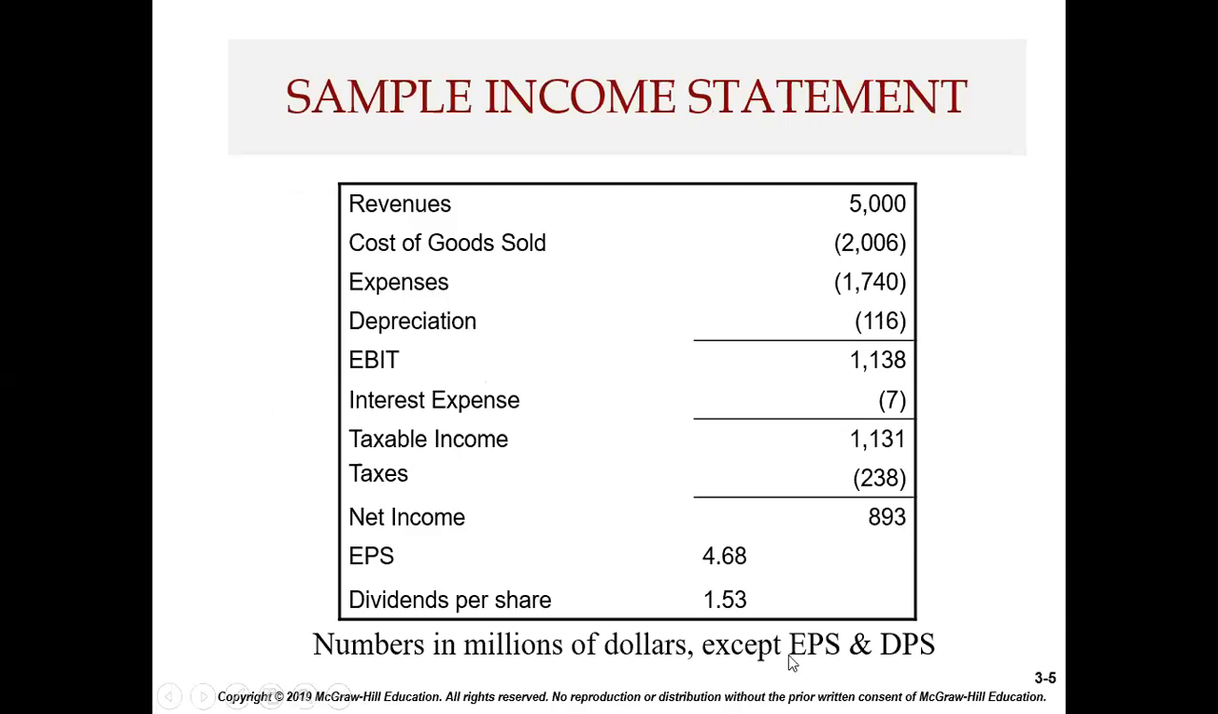Here's an income statement. Again, we're reporting revenue, subtracting cost of goods sold, expenses, depreciation to get our earnings before interest and taxes. Then we subtract our interest expense to get taxable income, compute our taxes, subtract those to get net income. Remember, our income could either be paid as dividends or held as retained earnings. And then we have this other thing called earnings per share, which we'll talk about.